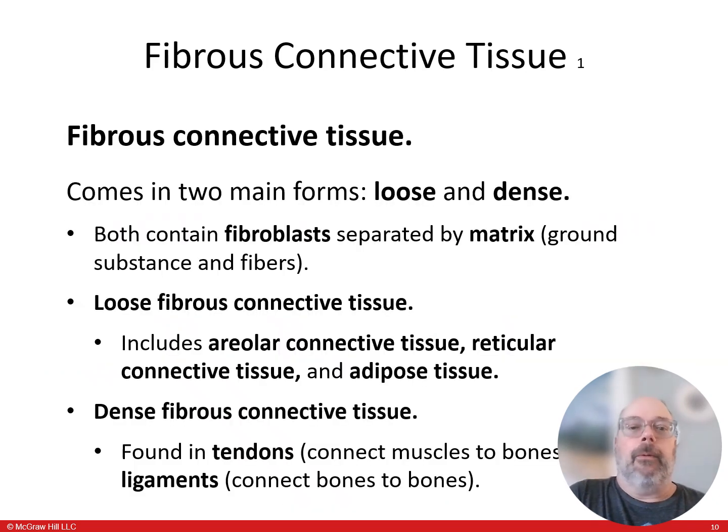When we think of fibrous connective tissue, there are two forms, loose and dense. Both contain fibroblasts separated by the matrix. Your text calls it ground substance, and in other textbooks it's called extracellular matrix. So it's got everything in it but cells. We have loose fibrous connective tissue, and we have dense fibrous connective tissue.